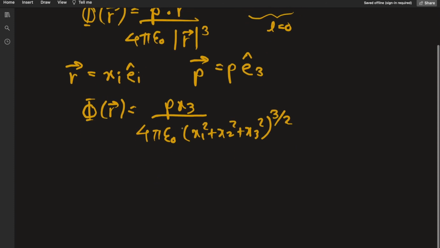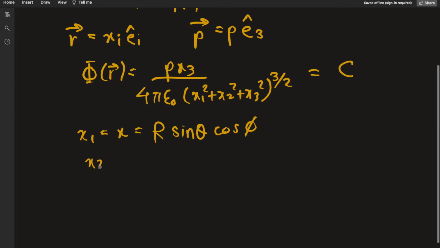Now this is a little hard to calculate, because if we want to plot this scalar field, we need to set this equal to some constant c, and finding the locus of this, or what equation this is, is hard in Cartesian. So what we do, we convert to spherical. So let x1, which is x, be r times sine theta times cosine phi. I hope you know how to define spherical coordinates. If not, don't worry, I'll cover it. Right now, just accept this parameterization.